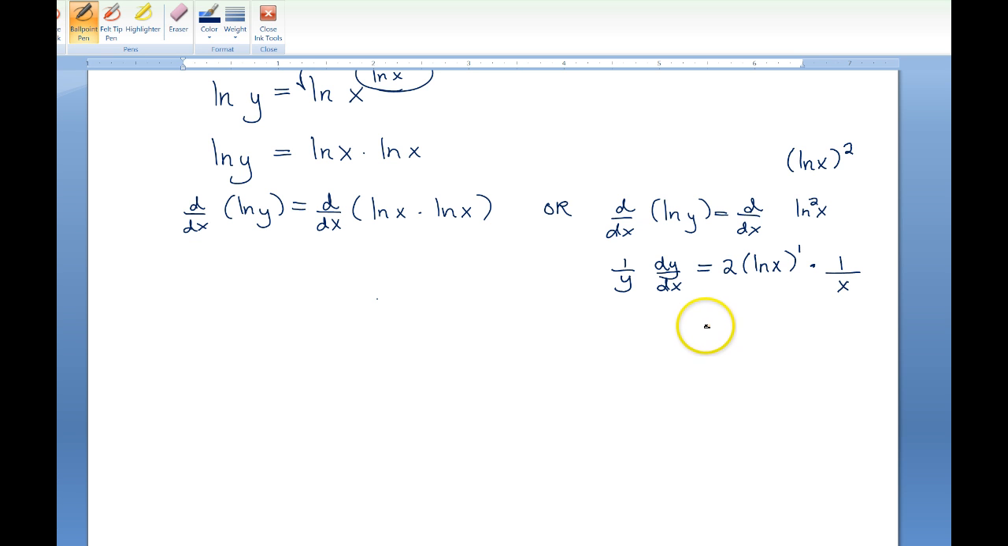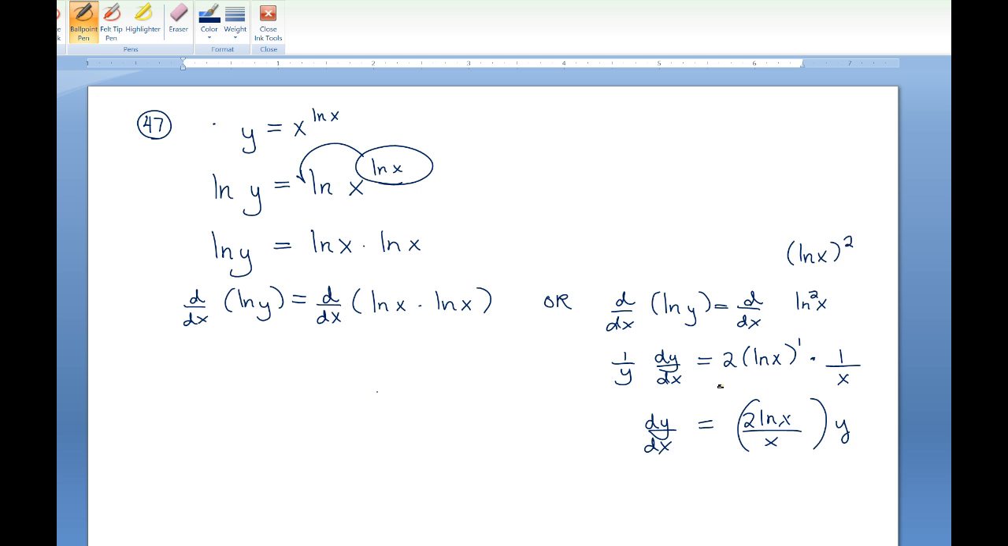So we get 2 ln x over x, and then we want to multiply that by y. And then go back to what y was originally equal to. It was x to the ln x.